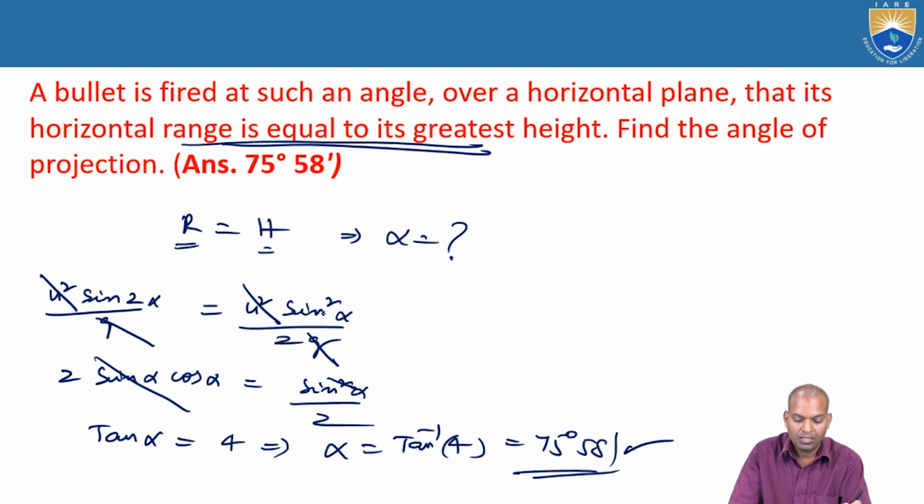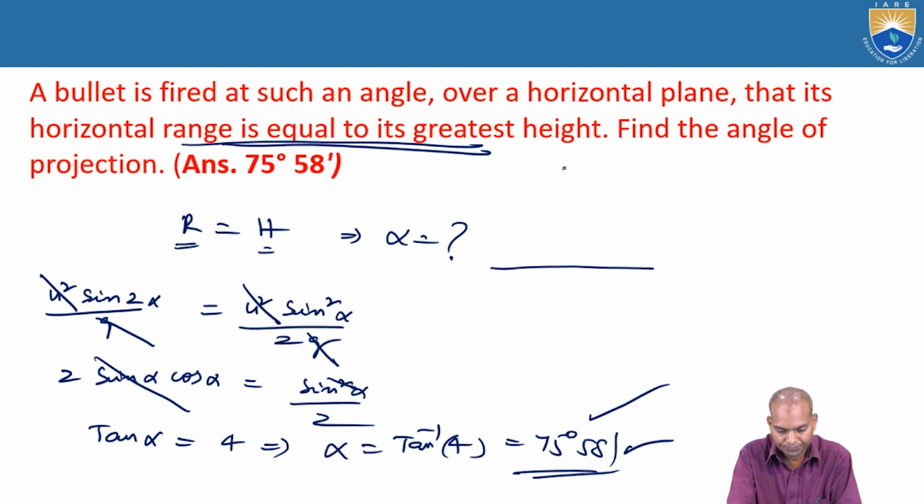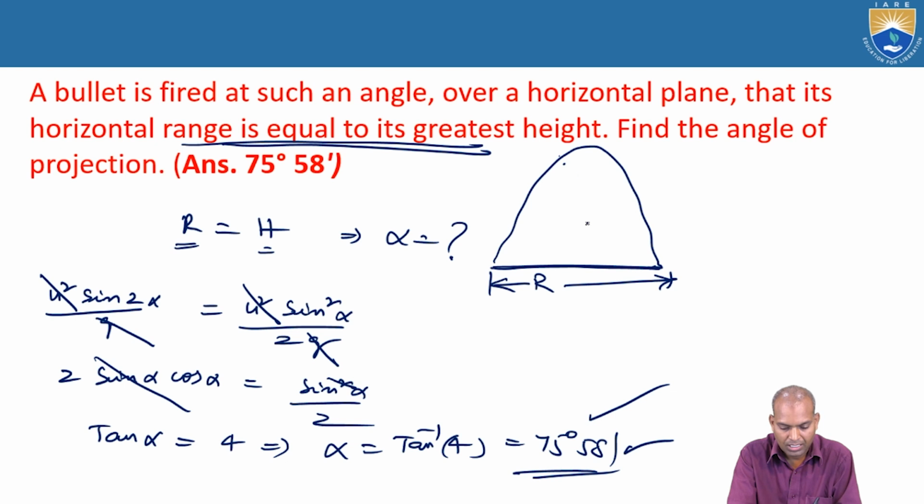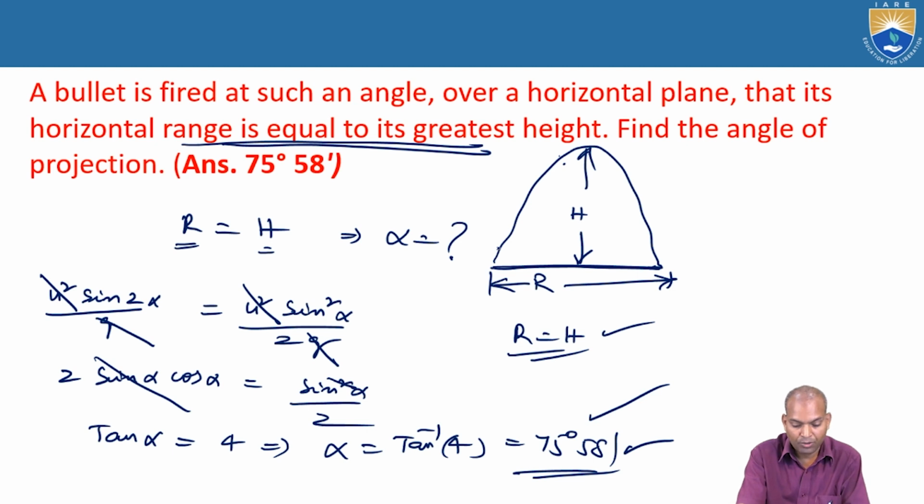In this manner, we obtained the angular projection to reach the greatest height, where the horizontal range and height are both the same. If the range is 10 meters, the height becomes 10 meters here. Suppose this is the 10 meters range R, and here it is H. Both are equal, the condition R equals H. The angular projection, if you want to hit, is 75 degrees 58 minutes. Alright, in this manner we have to solve.